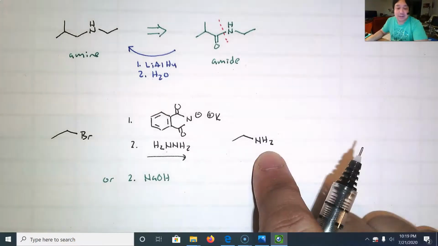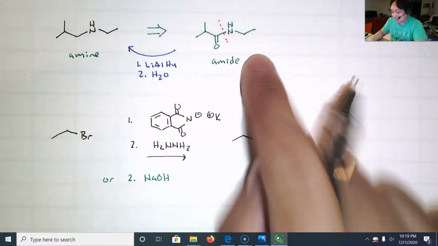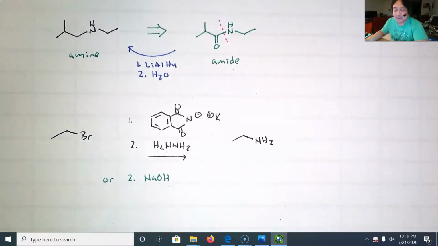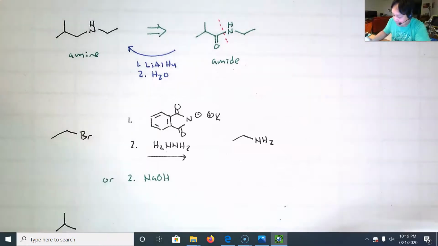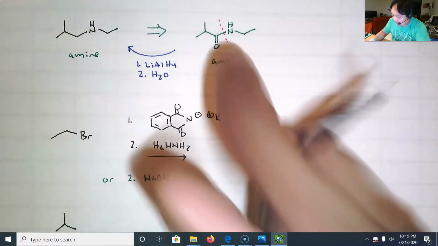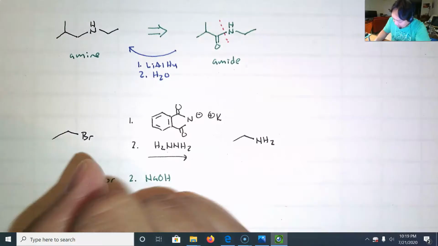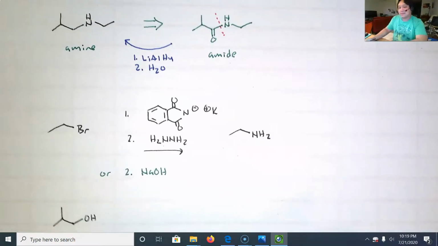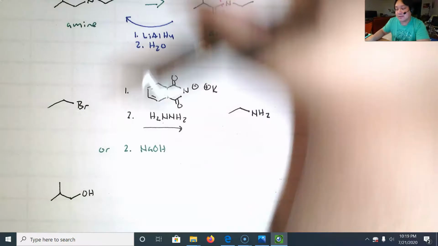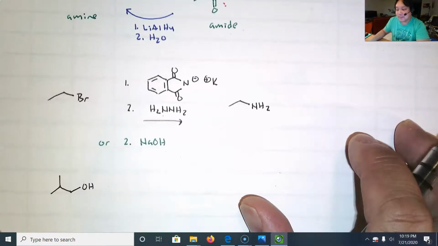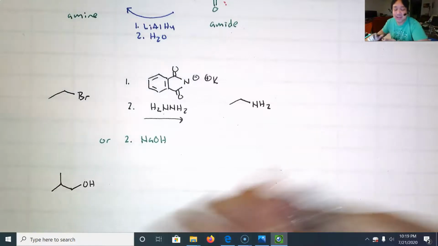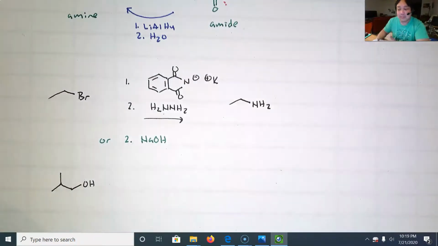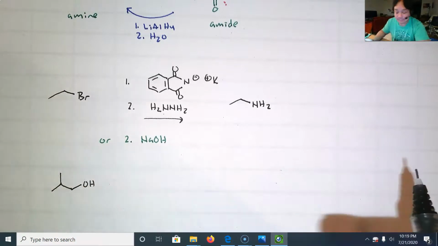You could react this with an acid chloride to get the amide, and then you do the reduction. If you're not given an acid chloride, do you remember how to make the acid chloride? Maybe from an alcohol. This alcohol right here. Okay. Typically for a synthesis, you're not going to get a starting material that's that fancy. You're typically given a starting material like an alkane, alkyl halide, or an alcohol, but probably not an acid chloride or even a carboxylic acid.